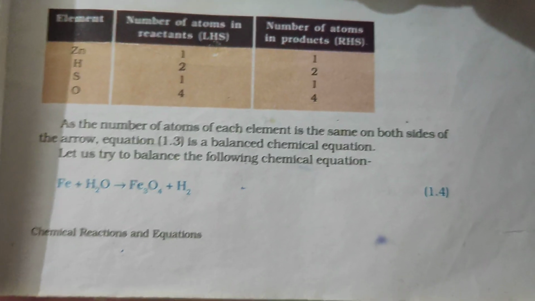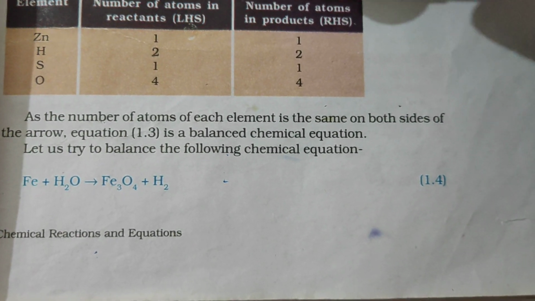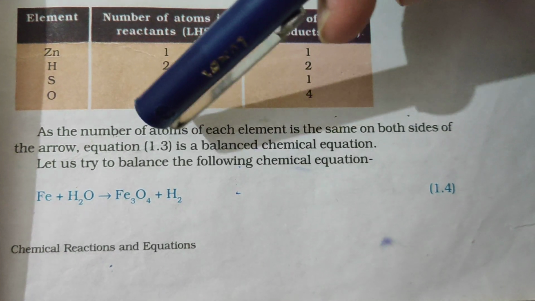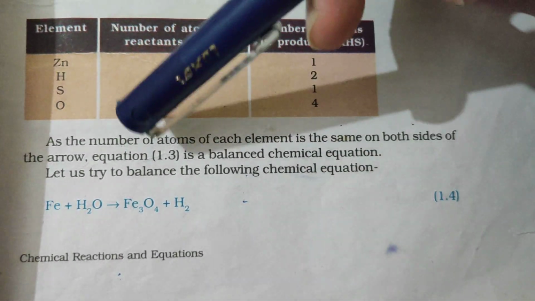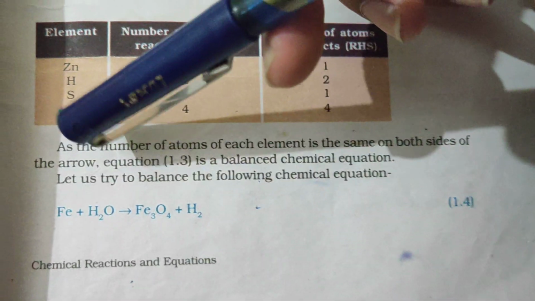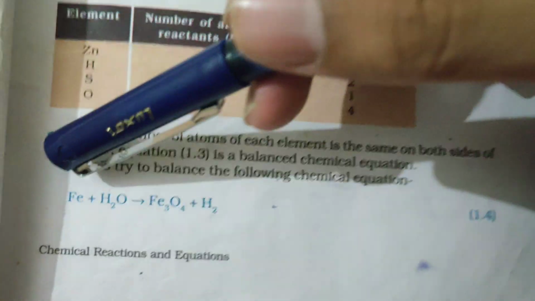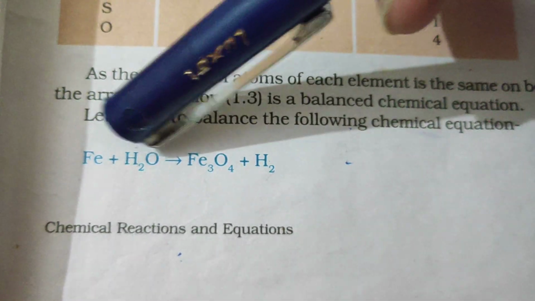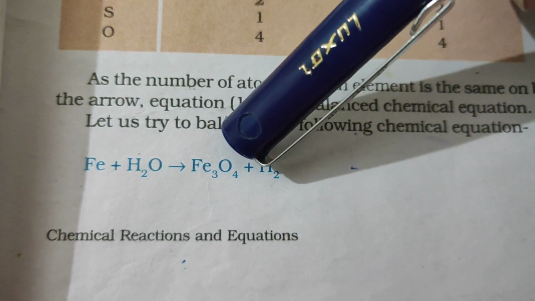Now let us consider another reaction. As the number of atoms of each element is the same on both sides of the arrow, 1.3 is a balanced chemical equation. Let us try to balance the following chemical equation. So let us count the number of atoms here, just like we did previously. Fe is 1 on one side, here Fe has 3. So it is clear that it is not a balanced equation.